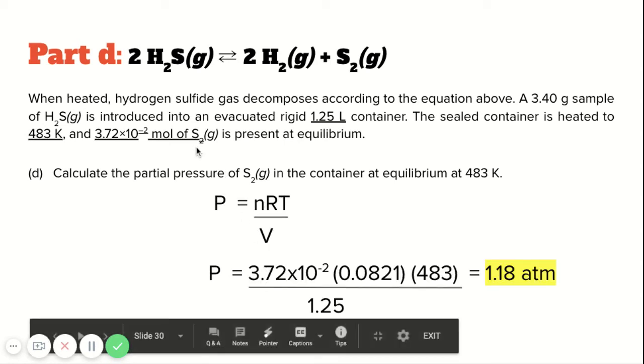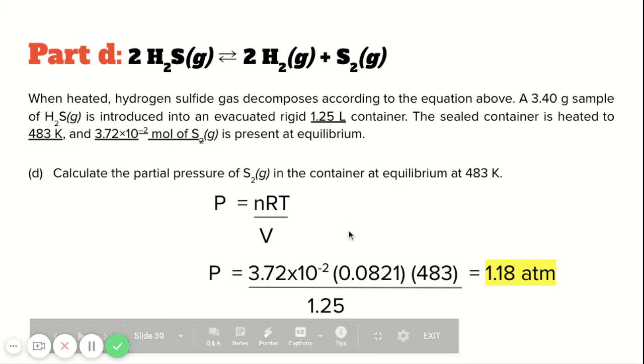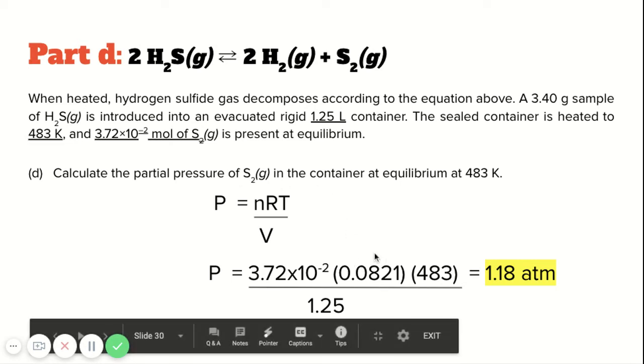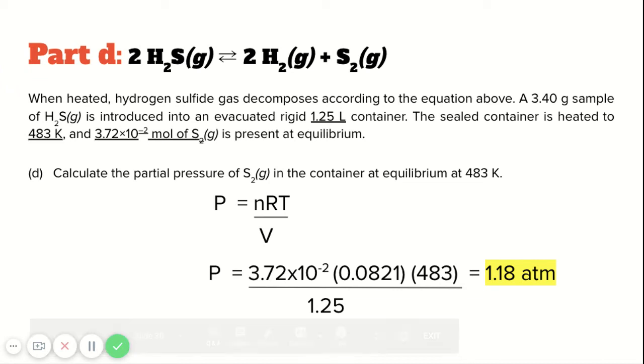Moles of S2, partial pressure of S2, check. 0.0821. If you want to use 0.08206, you'll get a slightly different answer, I think, but it's all good. Again, I am rounding to 3 sig figs because all of my numbers are in 3 sig figs. Times the temperature. It was already in Kelvin, so I didn't have to add the 273, and the volume in liters. So the partial pressure of S2 at equilibrium is 1.18 atmospheres. Check.